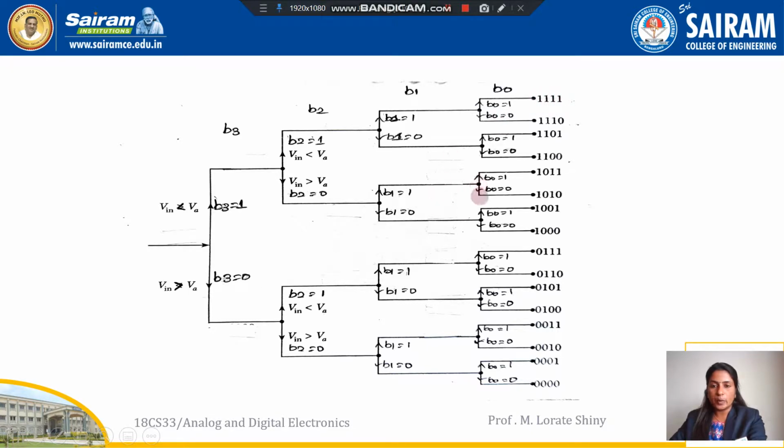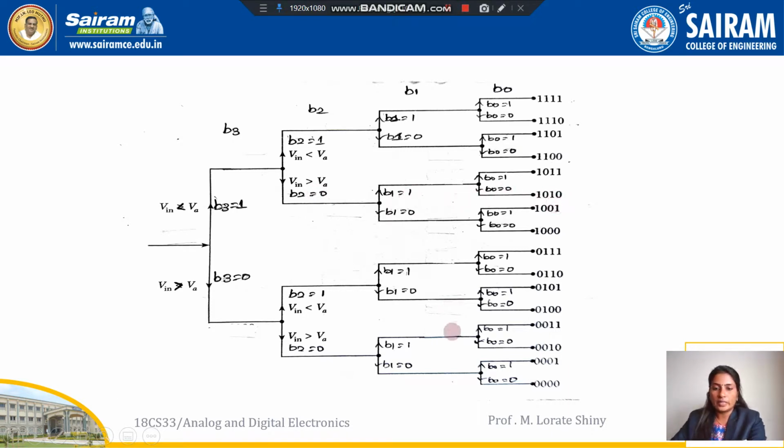Now we'll check this point. At this point, B3 is 1, B2 is 0, B1 is 1. So now I have to check B0. At this point I will compare VA and VIN. If VA is greater, B0 will become 1. If VA is less, B0 is 0. So the output here is 1, 0, 1, 0.